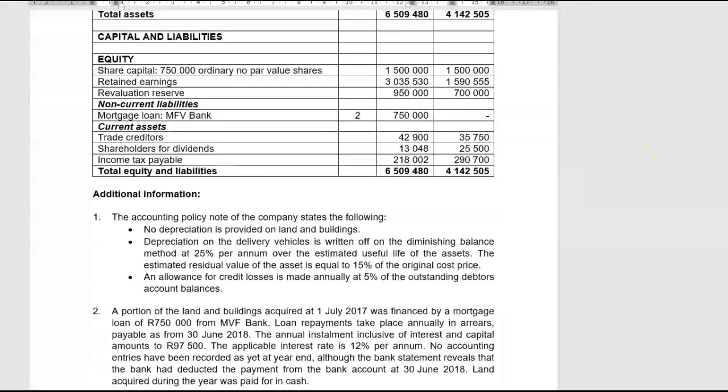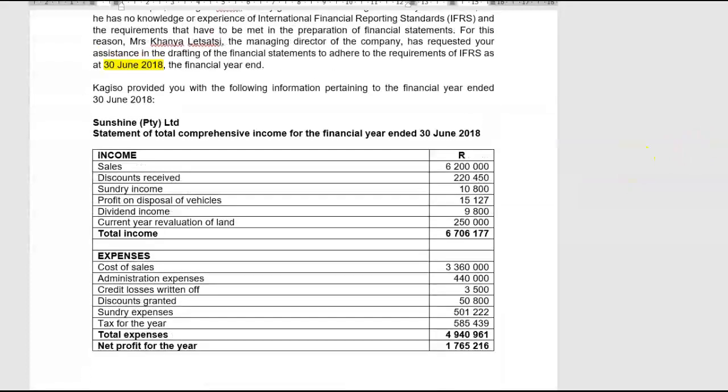So if you look at this income statement that I gave you, you see that the whole thing is actually a little bit cockeyed. We have income, sales, discounts received. Discounts received should not appear anywhere. That should have been netted off against cost of sales.